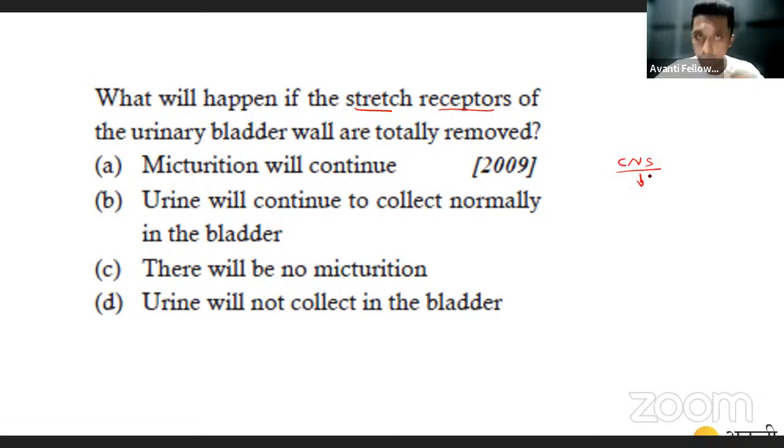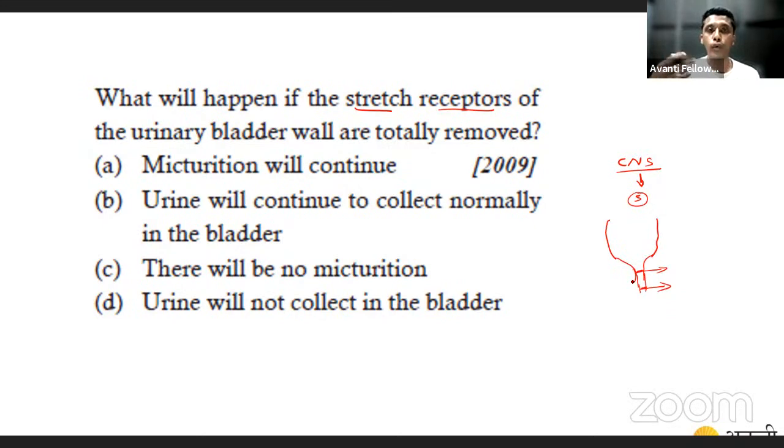The CNS here is basically our spinal cord. We have the sacral region of our spinal cord, where there are micturition centers. These signals will be read by the CNS and then relayed back to the urinary bladder. And at the outlet of your urinary bladder, in the urethra, there are sphincters. You have the internal urinary sphincter and the external urinary sphincter.